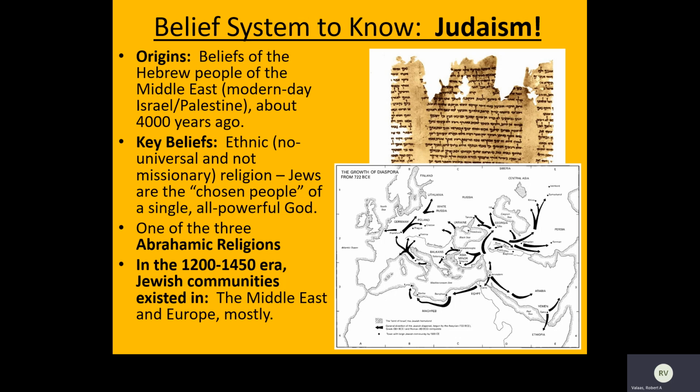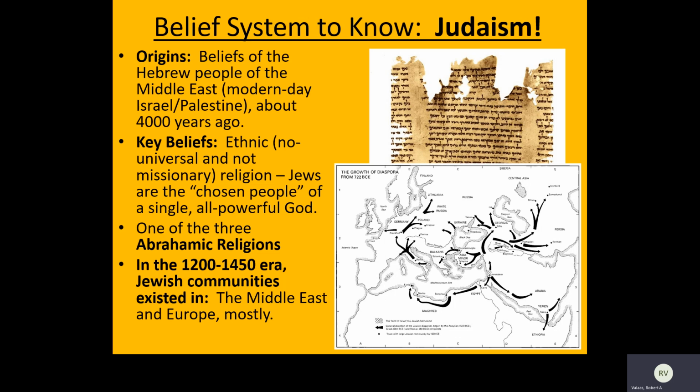That script that you see on the right is a version of the Torah, the holy text of Judaism, that's about 2,000 years old, showing you that it's an old religion. The key beliefs, of course, this is also a monotheistic religion, but it's quite a bit different, I should say, than Islam in being an ethnic religion. And AP Human Geography students will remember that means a religion into which you are born, not universal.